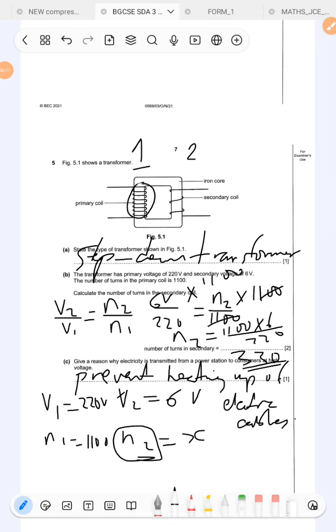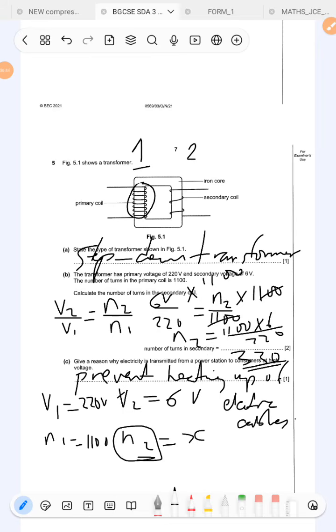Okay, now of course there's more to the story. The idea is that when you're transmitting at high current, that current heats up the cables. When it heats up the cables, the electrical energy is being converted to heat energy, therefore losing what? Losing the overall amount of electric current that you can deliver to the customer.